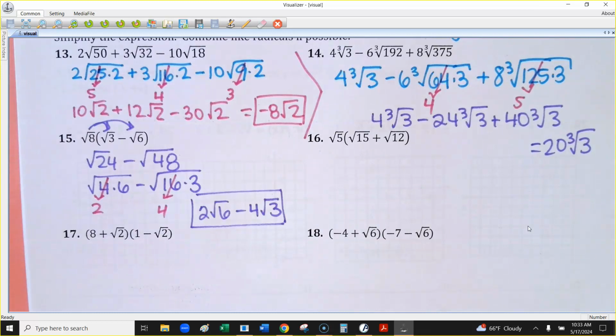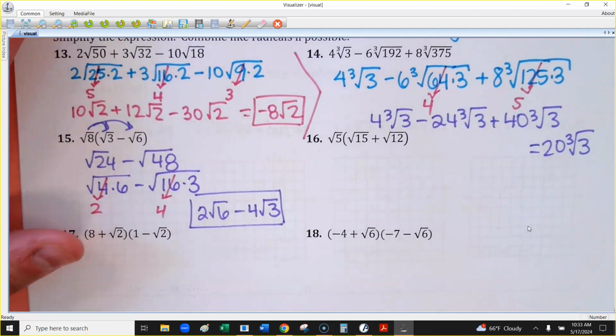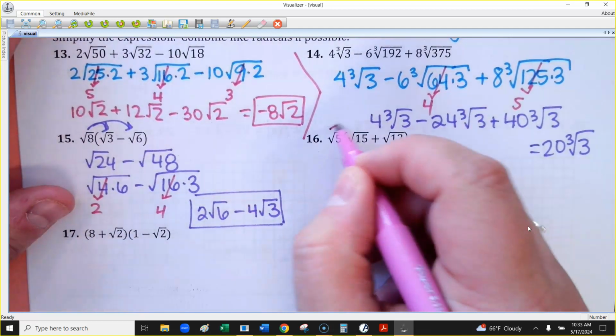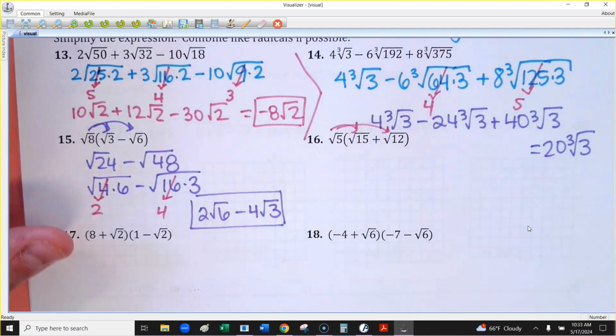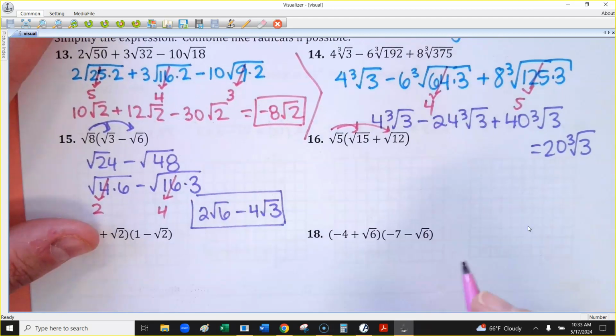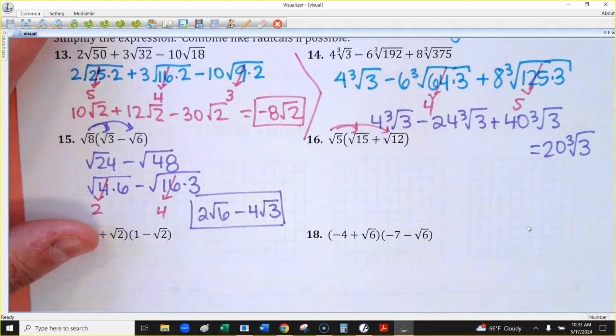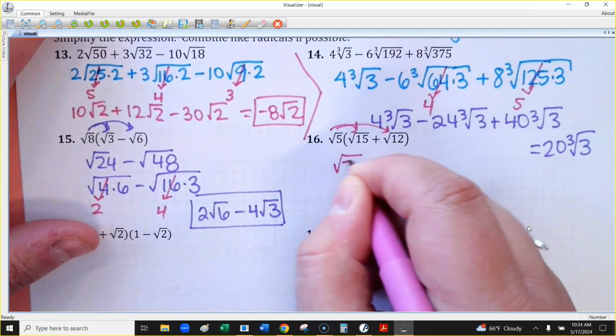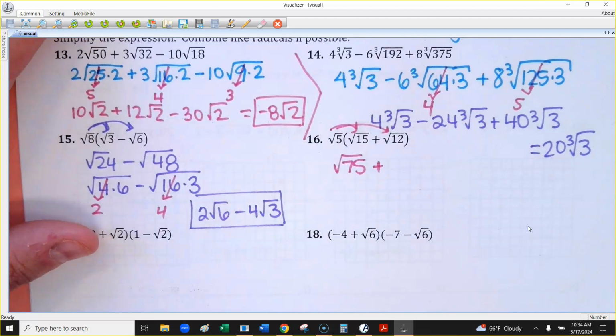All right, let's try just one more like this. I'm gonna distribute. You can always multiply. You just multiply both of the numbers under the square root. So I'm gonna do 15 times 5, which I think is 75, yes. So this first term would be square root of 75. And then 5 times 12 is 60.